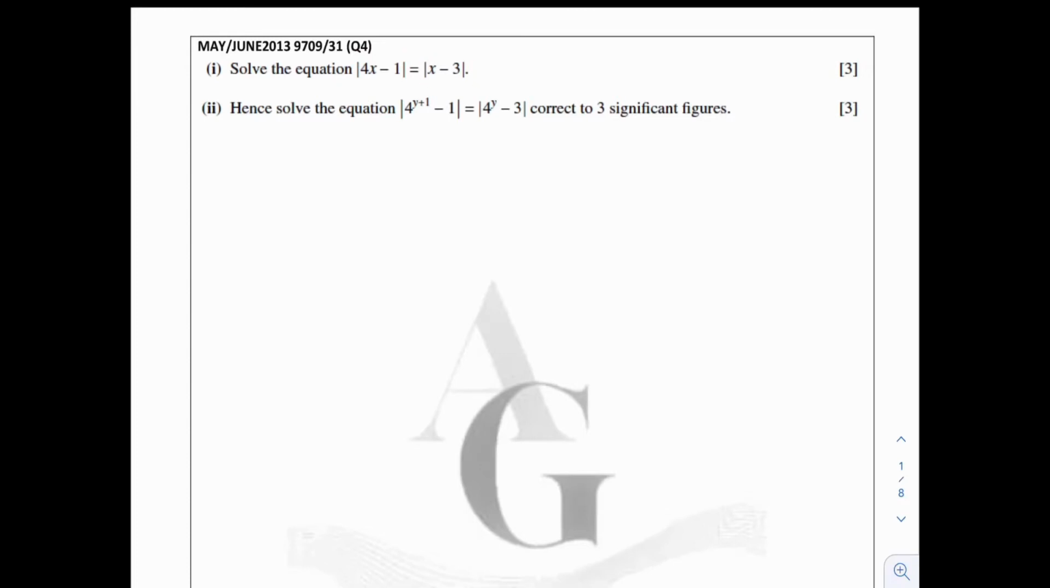So to solve this type of question, you just need to square both sides. So let's add the square to both sides. (4x minus 1) squared equals (x minus 3) squared. And you need to expand the square. Then you get 16x squared minus 8x plus 1 equals x squared minus 6x plus 9.